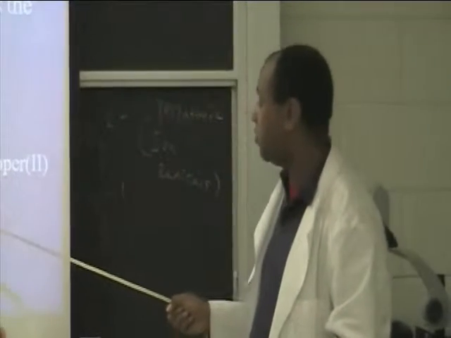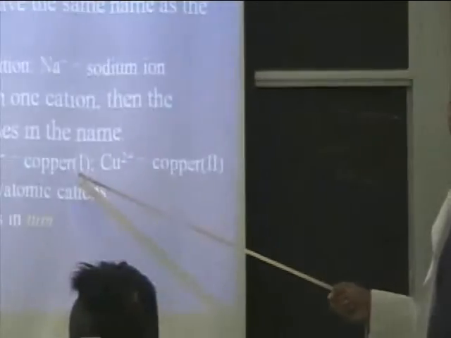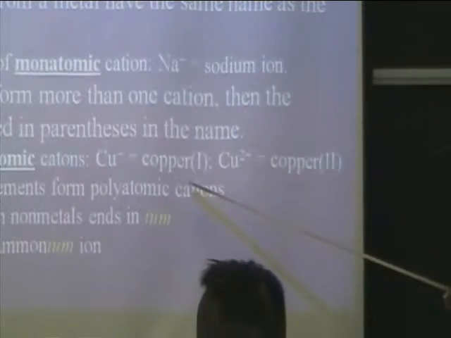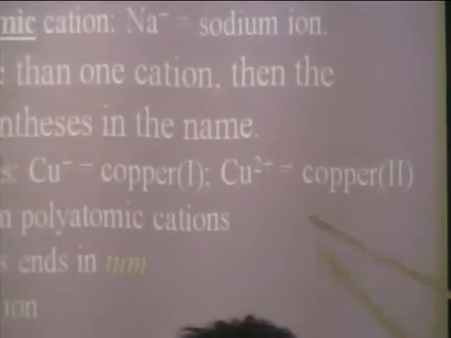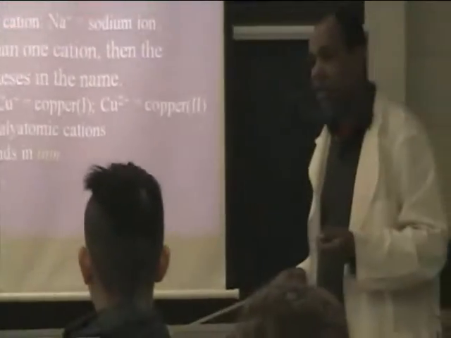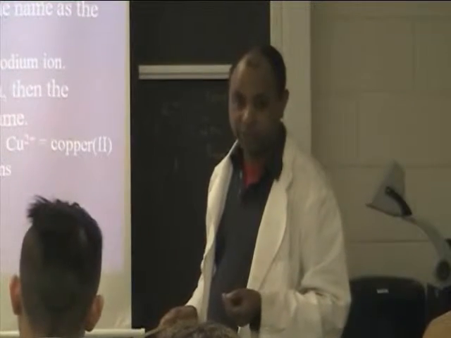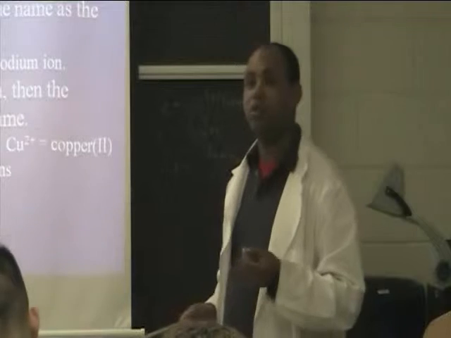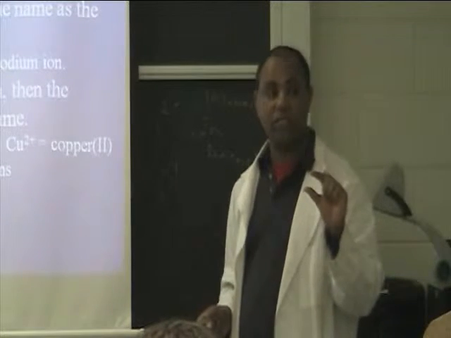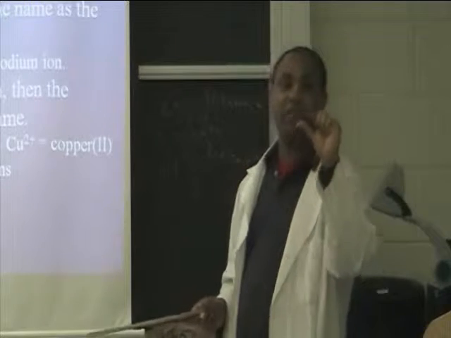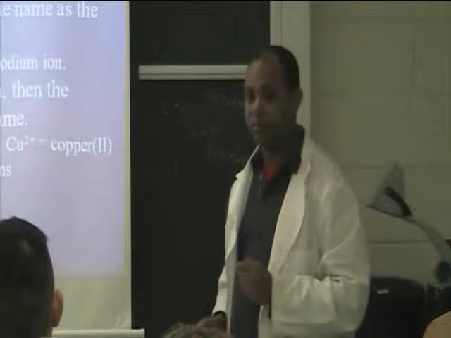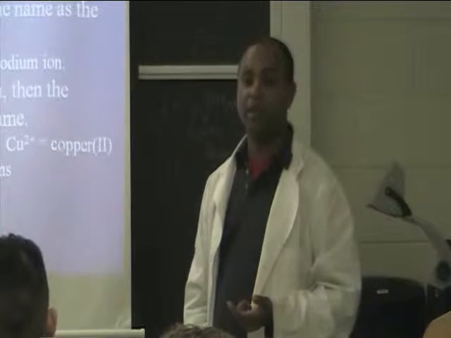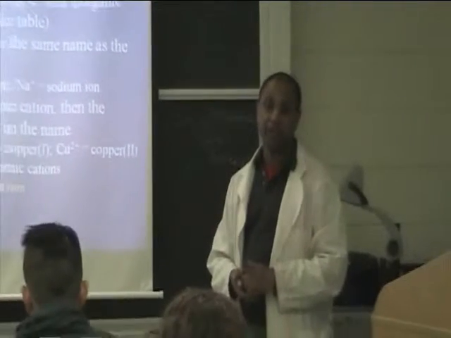Most literature uses Roman numerals followed by the name of the element. Copper, Roman numeral 1, indicates copper 1. Copper, Roman numeral 2, indicates copper 2. In some literature, they use cuprous and cupric. The suffix OUS is used for the lower charge, and the suffix IC is used for the higher charge. For example, iron +2, Fe +2, and Fe +3, you may have ferrous and ferric.